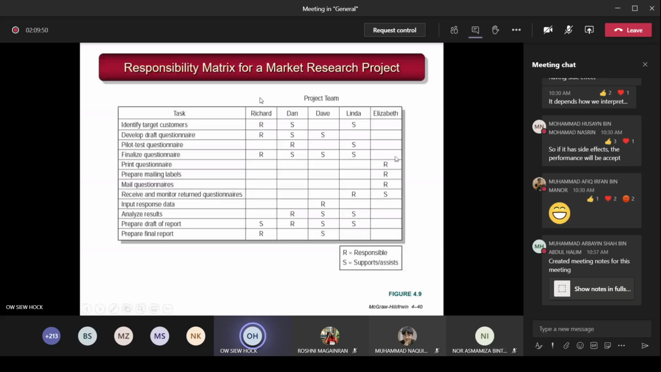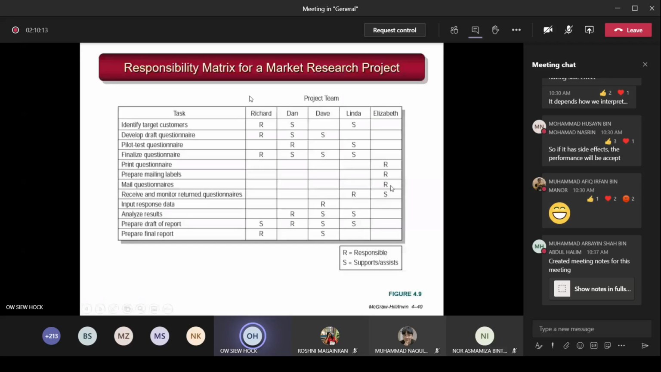Okay. So when you do this, I will check whether you have an R for each task, and who are the ones supporting. But sometimes you have R without S because the job is very easy. Mail questionnaire, he just sends it out, no need for anyone to help. That's very easy. Printing is very easy. Print the questionnaire, I just print. I don't need anyone to assist me. So only one R. But it should not be only S. There should be at least an R there.